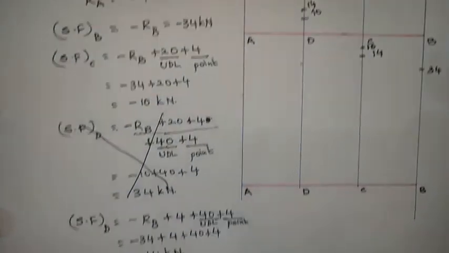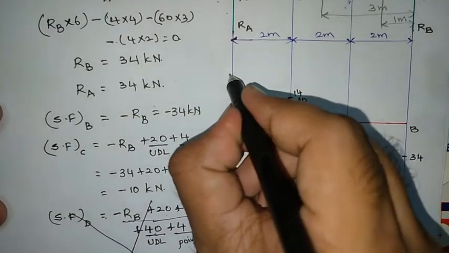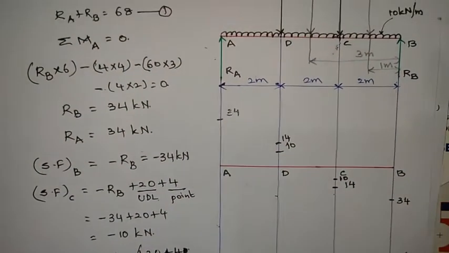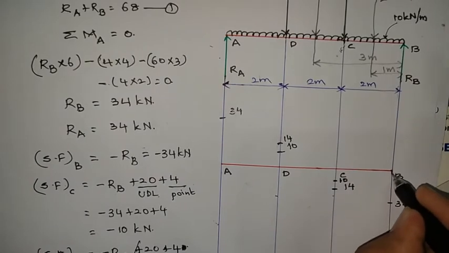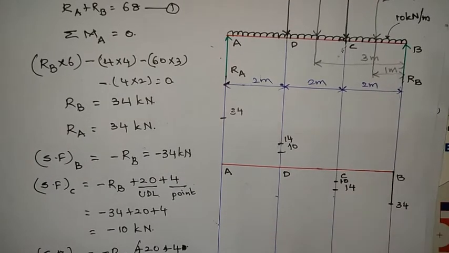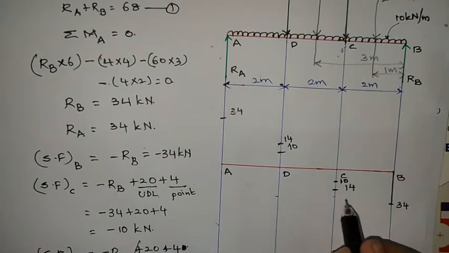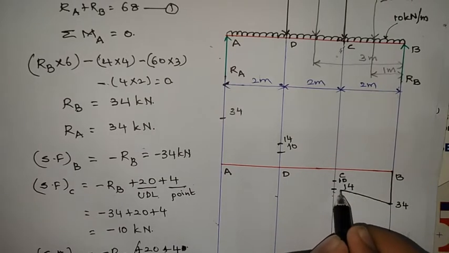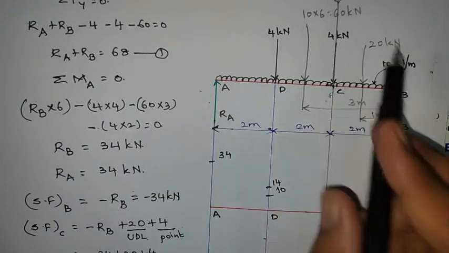Next, shear force at A is 34 kilonewtons. Now represent that. So because of point load, that is RB, all of a sudden the shear force drops. And next, a UDL is acting in between B and C. So draw an inclined line for the UDL up to 14, and a sudden 4 kilonewtons of point load is acting.